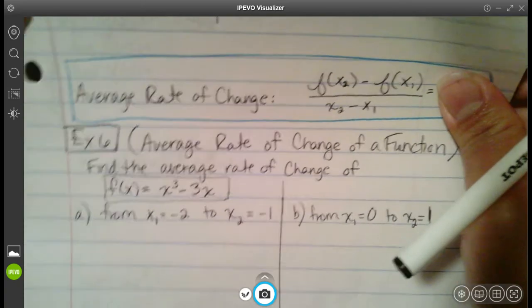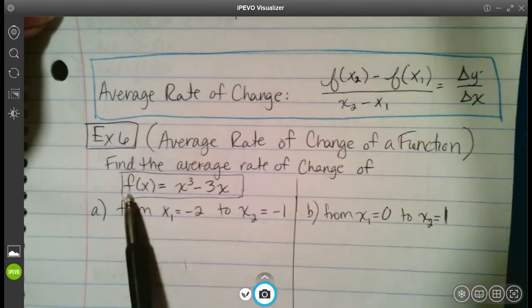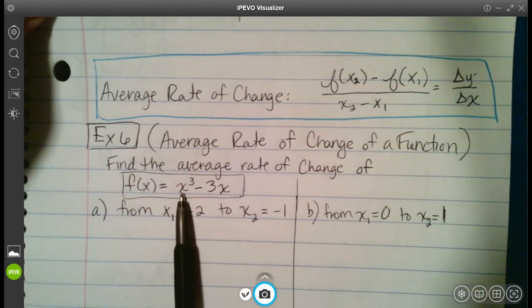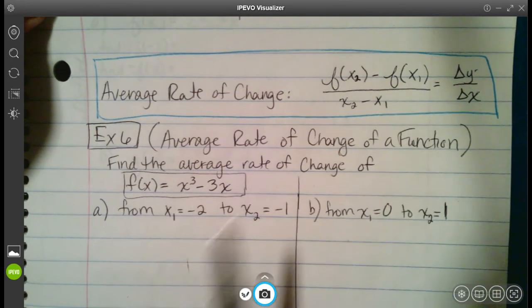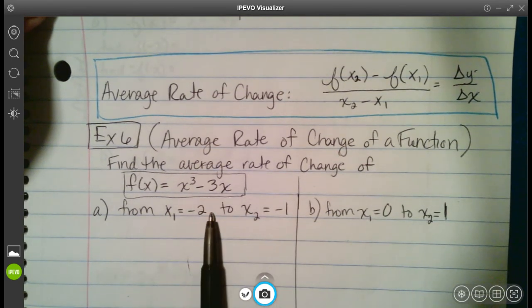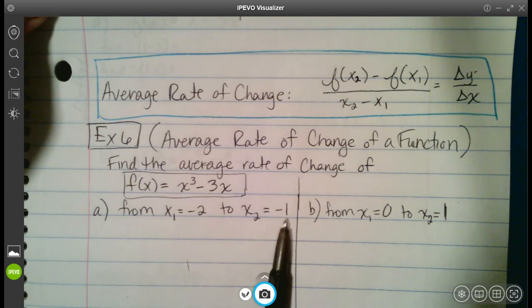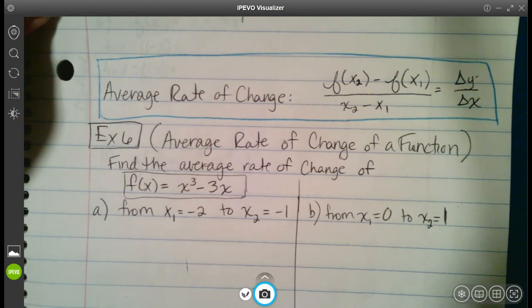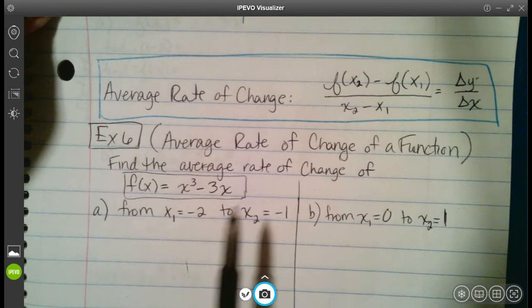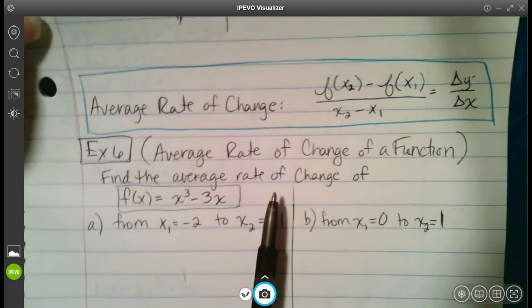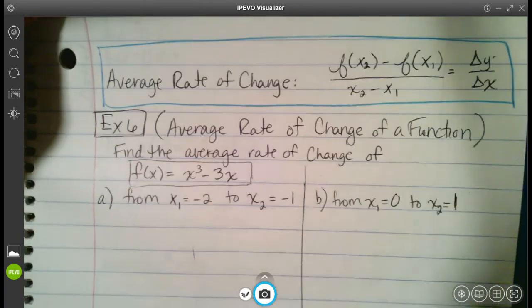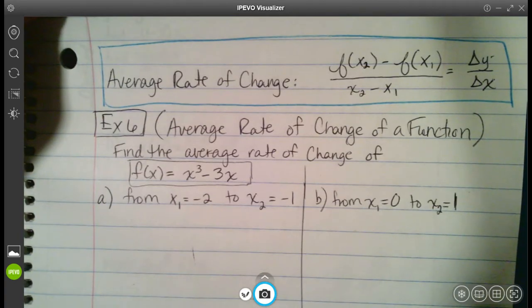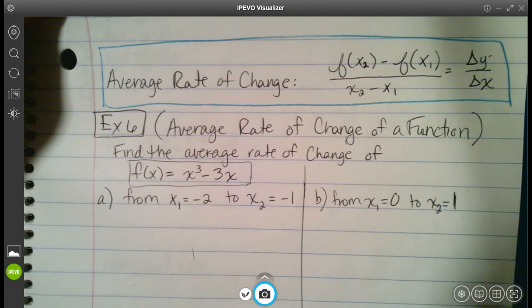So here is an example of how we're going to use this formula. It says find the average rate of change of this function, f of x is equal to x cubed minus 3x, from x equals negative 2 to x equals negative 1. So in other words, they're saying between these two points, what is the average rate, what is the slope between those two points given this function? Average rate of change can be considered almost like a slope, and this is a calculus concept as well. So hopefully when you get to that, you'll remember this just a little bit.